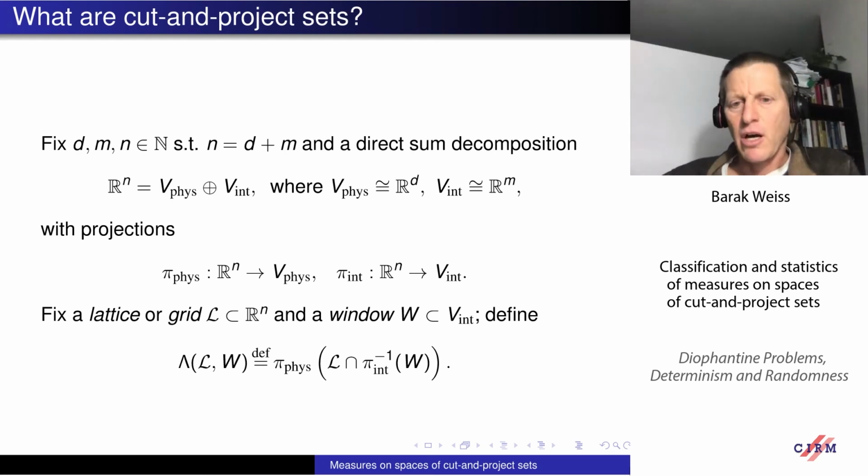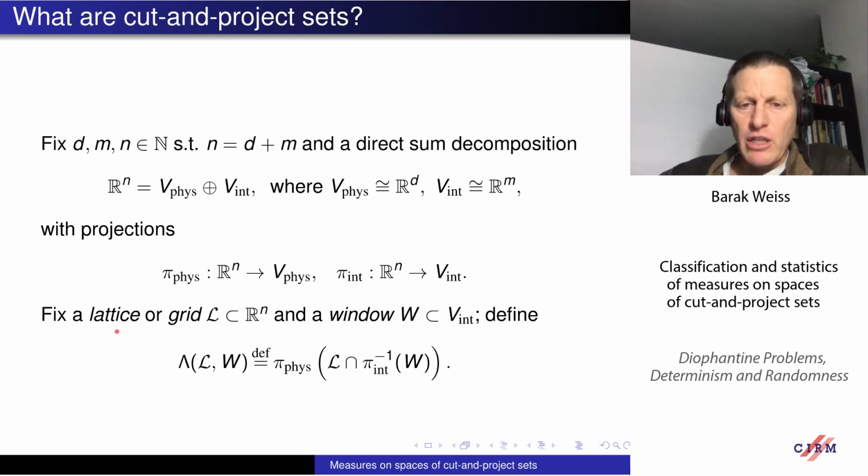Cut-and-project sets are a certain model for aperiodic order, or quasi-crystals, and they're defined as follows. You fix the following data. You fix dimensions d, m, and n, where n is d plus m. You fix a direct sum decomposition of Euclidean n-space, where one summand is called physical space, and the other is called internal space. They are of dimensions d and m, respectively. You have the corresponding projections related to this direct sum decomposition.